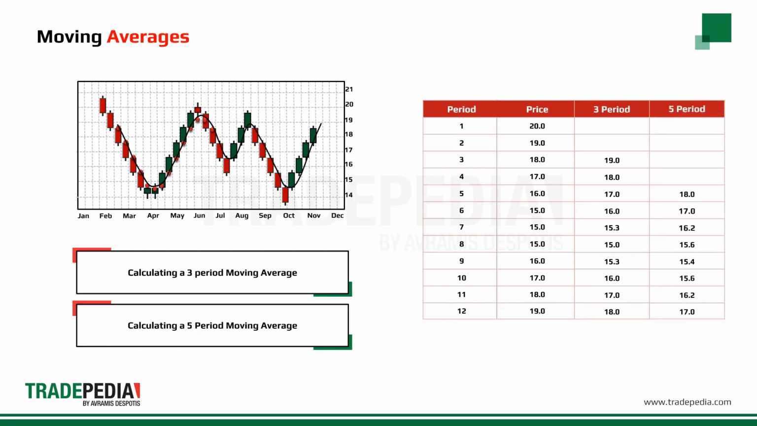To calculate a 5-day moving average, we would average the closing prices of the last 5 days. So on the 5th day, our moving average would be at 18, the 6th day at 17, and the 7th day at 16.2. If we were to plot both on the chart, we can see that the one that is closer to the price and more sensitive to price movements is always the shorter moving average of the two.